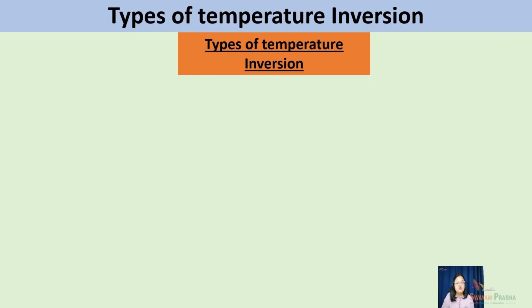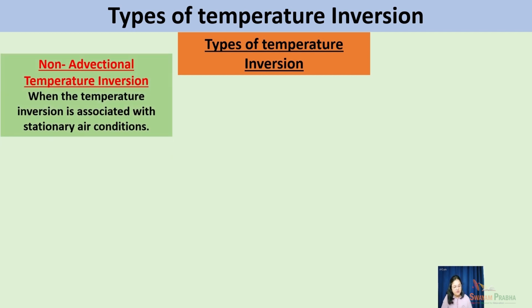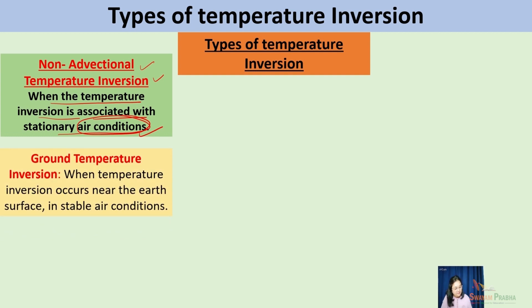There are various types of temperature inversions. First is non-advectional temperature inversion. When the temperature inversion occurs and is associated with stationary air condition, that is, there is no movement of air, the air is stable, there is no horizontal as well as vertical movement of air. So the first type associated with non-advectional temperature inversion is the ground temperature inversion, when the temperature inversion occurs near the surface of Earth because of stable air conditions.